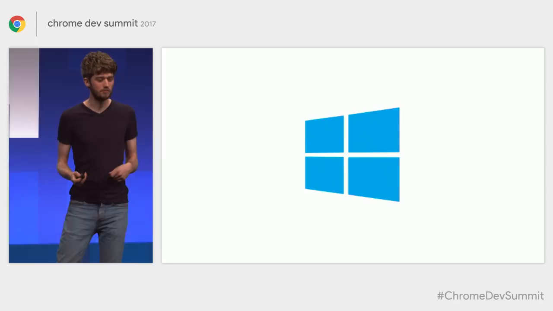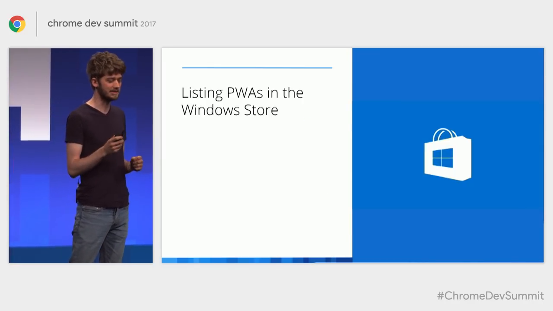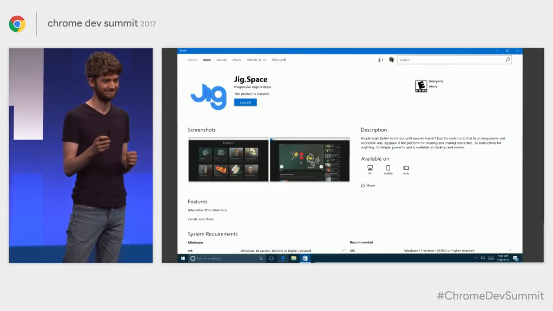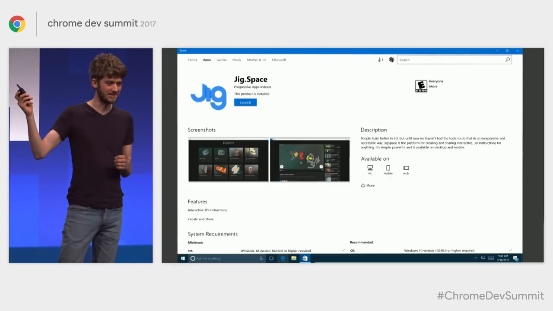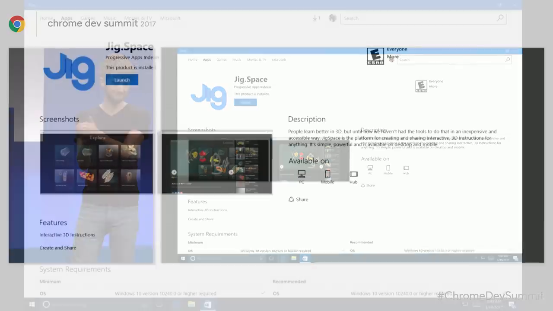And now turning to Microsoft and Windows. Microsoft have announced that they will be listing progressive web apps in the Windows Store. And so here you can see a screenshot of jig.space. Yeah, a round of applause for them.